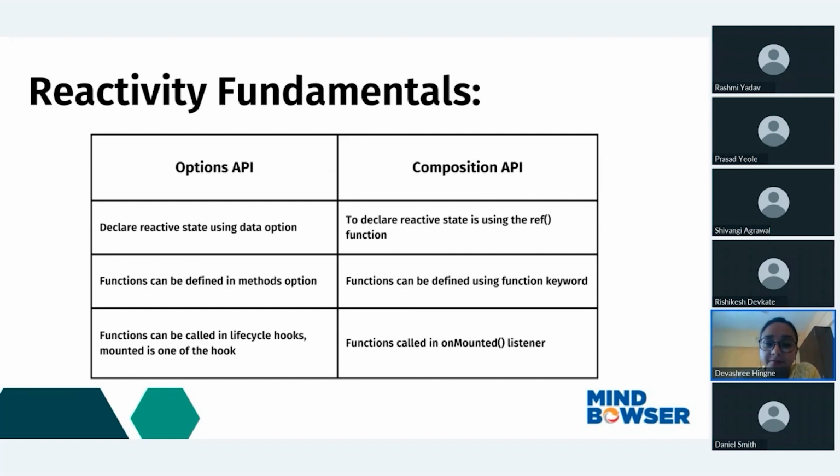Basically, options API has the data option where we declare the reactive state, and in composition API we use the ref method to declare the reactive state. In the options API we use the methods option where the functions can be defined, and in composition API we directly use the function keyword to define the functions. In options API, we call the methods or perform some manipulations in the mounted method, which is one of the life cycle hooks. In composition API, we use the onMounted listener. In the next slide, we will see the ref method example.